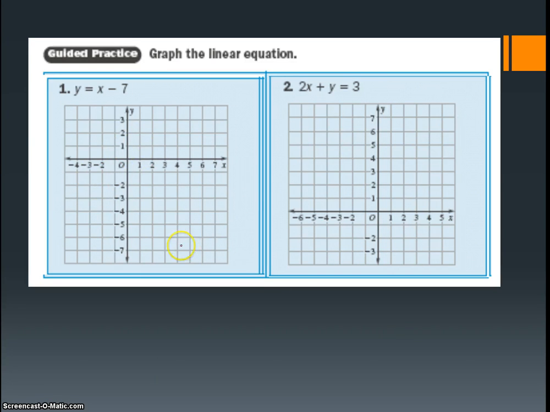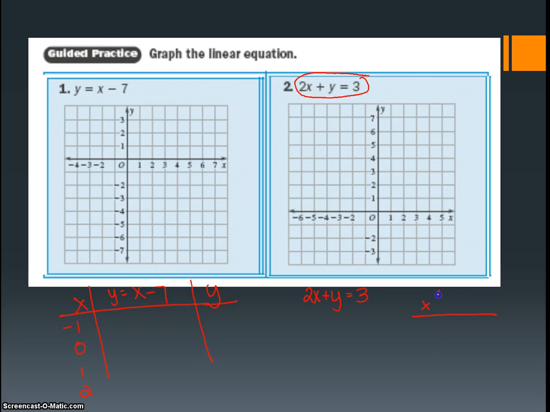For number 1 and number 2, you are graphing the linear equation. Again, you have to set up this chart. Use -1, 0, 1, and 2, because they don't give it to you. So y equals x minus 7. Number 2, before you actually make the chart, you have to solve for y. Write it in function form. So solve this for y. Remember, add the opposite of the x term to both sides. And then divide by the coefficient. The coefficient is 1. So it's not really needed.